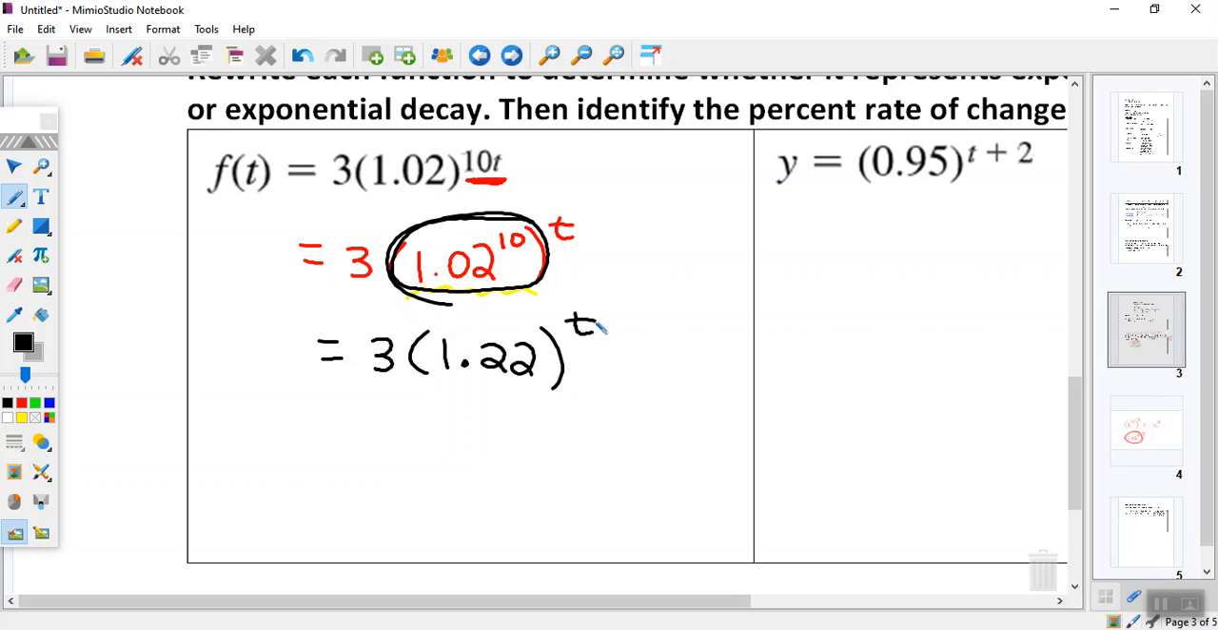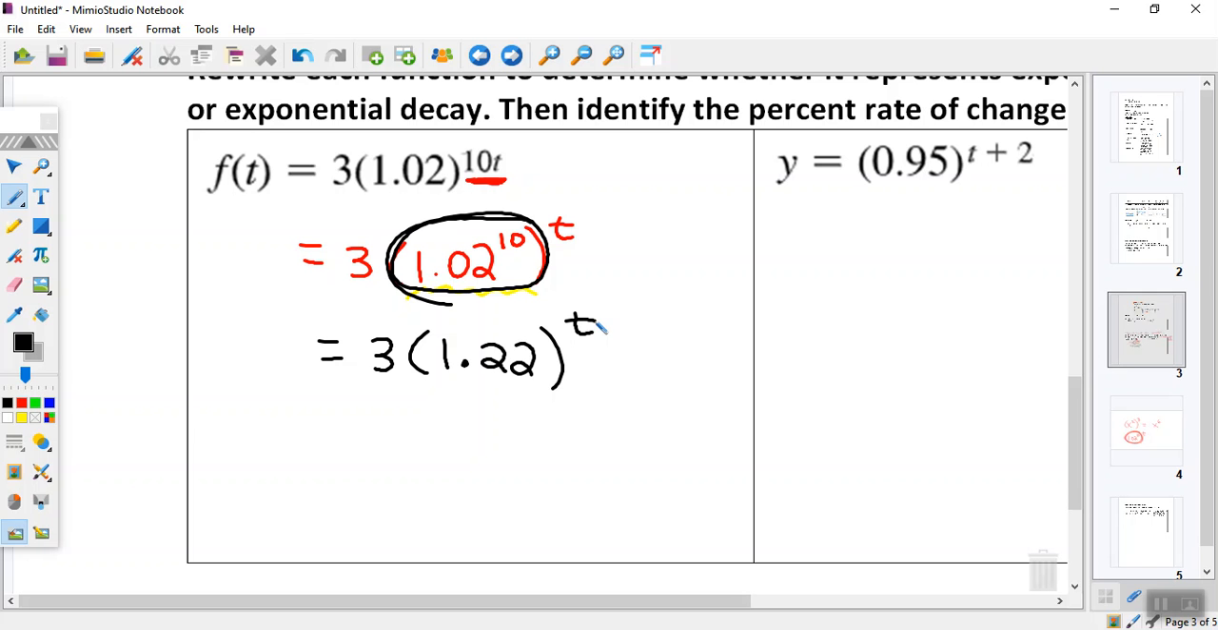What's my growth factor? We start with 3 and we have a growth factor of 1.22. Now guys, if I was going to turn 1.22 into a percent, what percent would 1.22 be? 122%, so the percent of change is going to be 22%, right? You're looking at that as a right.